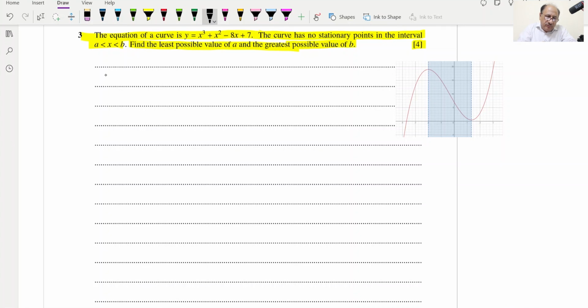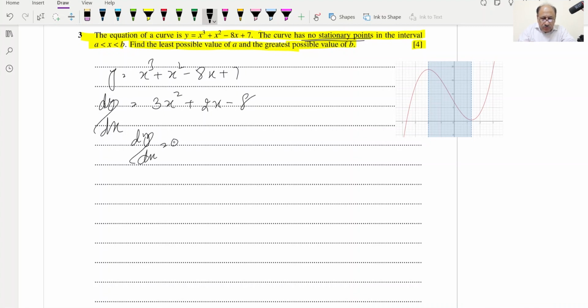So the given equation, we will take y is equal to x cubed plus x squared minus 8x plus 7. Now for the stationary points, we know we are finding dy over dx and we are putting it equal to 0. So dy by dx, first order derivative, will be 3x squared plus 2x minus 8. Now for stationary point, we will put dy by dx equal to 0. This implies 3x squared plus 2x minus 8 is equal to 0.